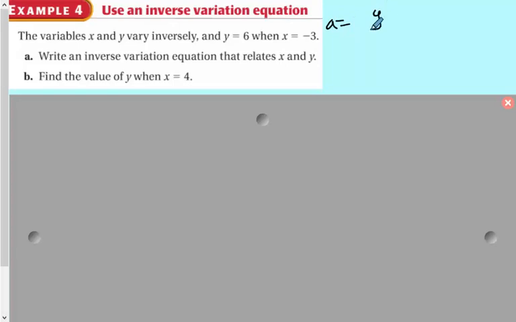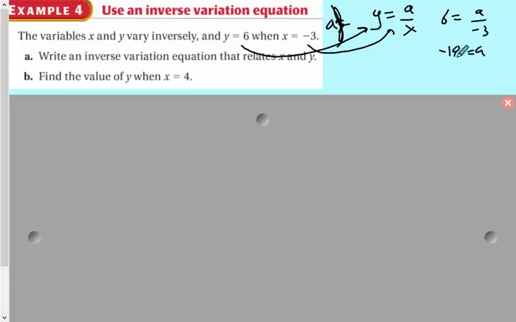So part A, here's what you're going to do. We have y equals a divided by x. What you're going to do is take your y value, plug it in, take your x value, plug it in, and then solve for a. So 6 equals a divided by -3. Multiply both sides by -3, and you get a equals -18. So the equation is y equals -18 divided by x. That's your answer for part A.